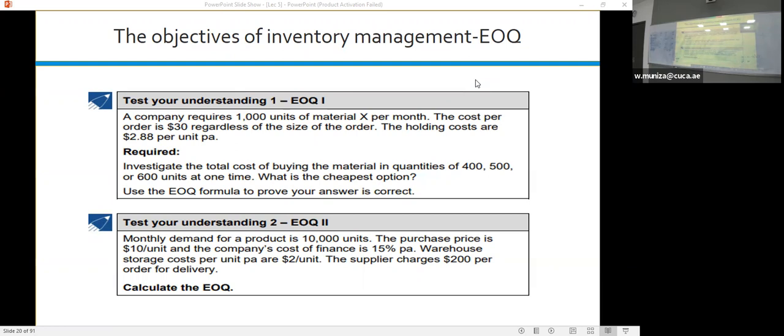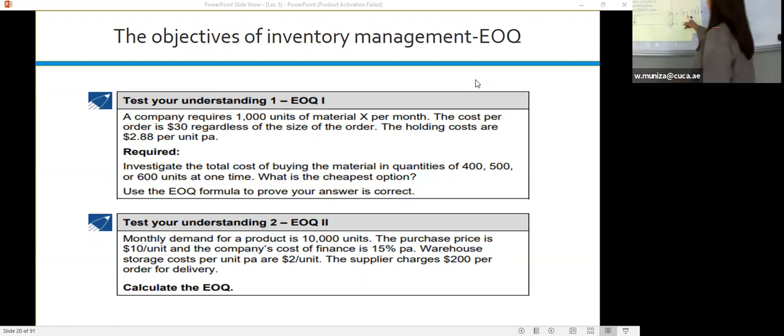Both of you are getting the same? Wait, no. Storage cost payment. Oh, yes. Okay. What is C H? 10 multiplied by 15% plus 2? 3.5. Annual demand is 120,000 units. Cost of ordering is 200 per order, not monthly. So 2 C O D divided by C H. Cost of holding is 3.5.